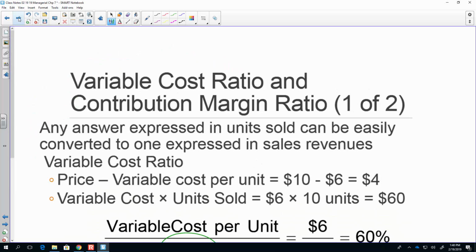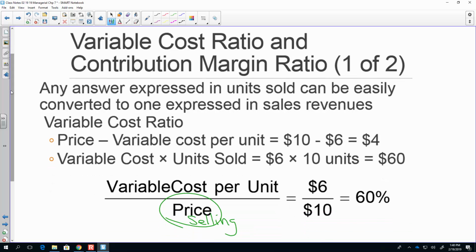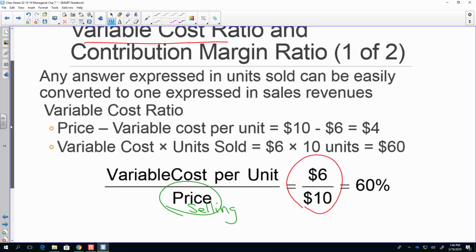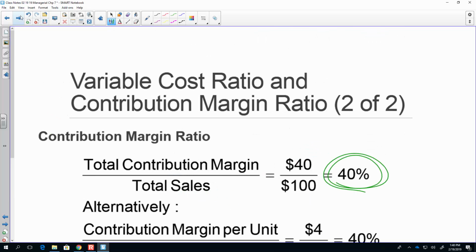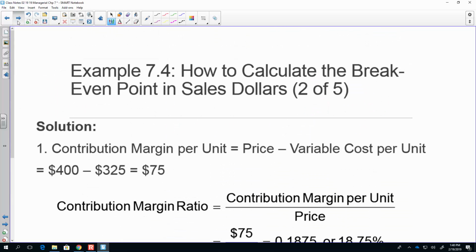This is just some review again. The opposite, or the complement of the contribution margin ratio, is the variable cost ratio. And that's just, again, the variable cost over our selling price or sales in dollars. Here's our margin ratio. And I'm just kind of going through this point.